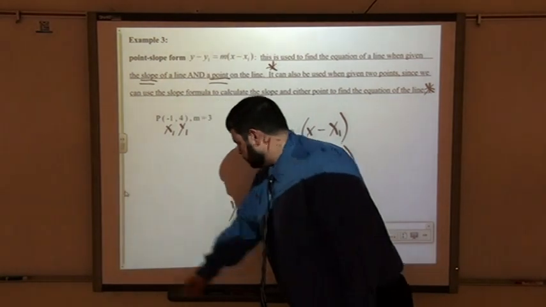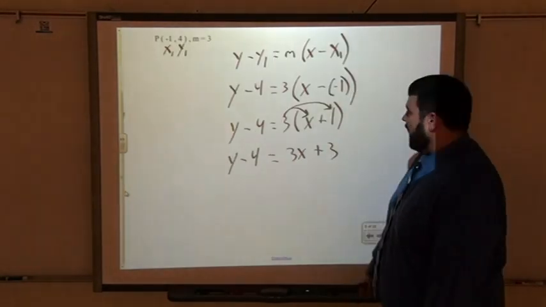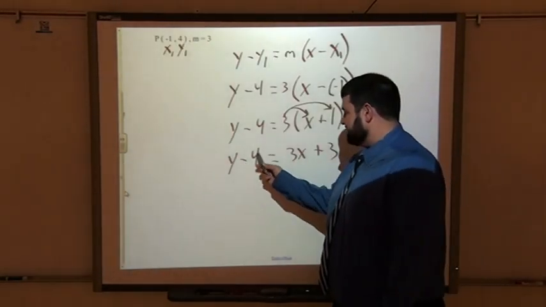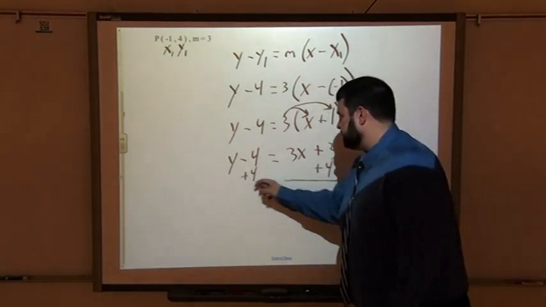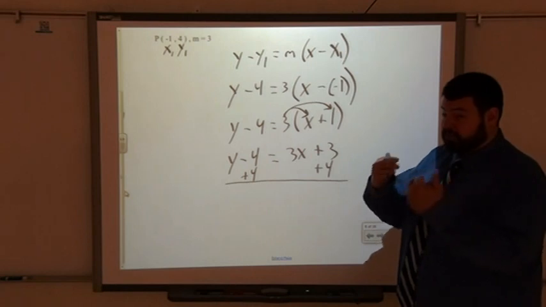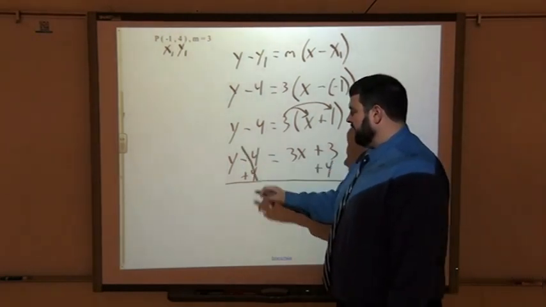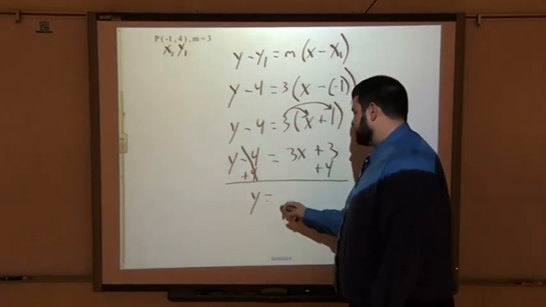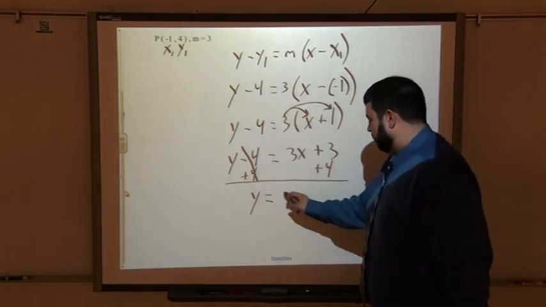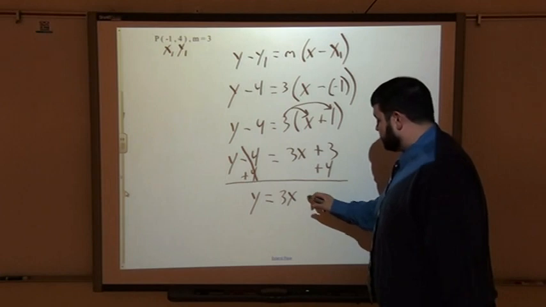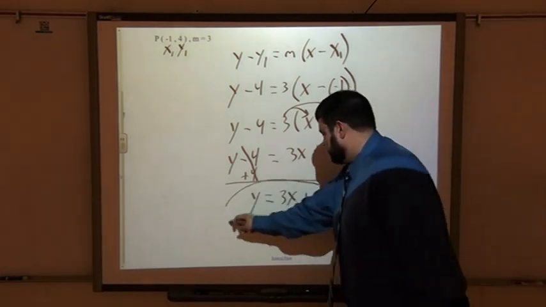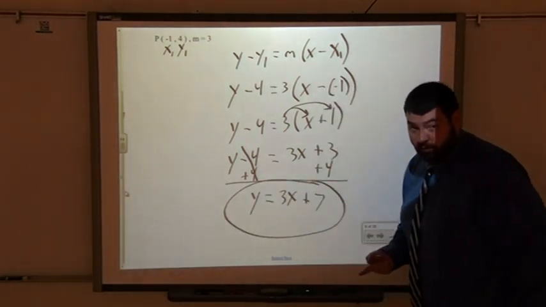So, the way I get the y by itself is because this is a -4, I need to add 4 to both sides. Remember, I always do the opposite. Now, I'm not adding 4 to every single thing like when I divided earlier. I just need to add it to my like term, because 3x plus 4 doesn't give me anything. Those aren't like terms. But 3 plus 4 will give me a 7. And that's my final answer.